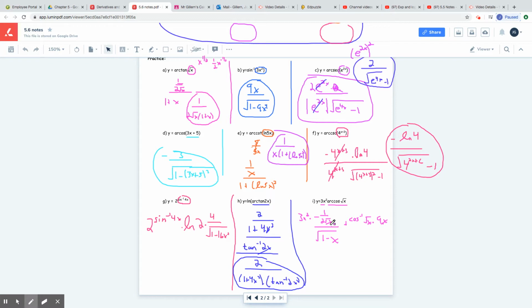Like I said, you can leave it like that, but probably what you should do is write it as 3x squared, and this goes on the bottom, so it's 2 root x times the square root of 1 minus x, and then plus 9x cosine inverse of square root of x. All right. So these last three were just showing how we've done these types of derivatives before. Now, to get certain derivatives, you had to use these formulas.